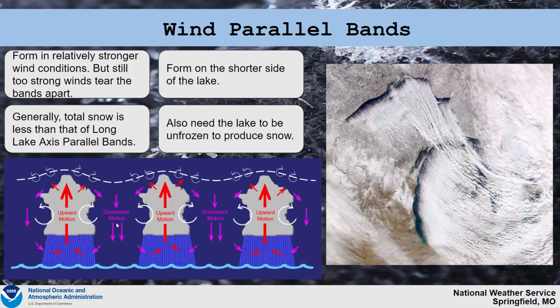This produces these cloud streets that you can see in the image on the right. So each of these bands of clouds is one of these upward motion bands, and then in the middle where it's clear, that's where there's sinking air. So it creates these circulation bands.